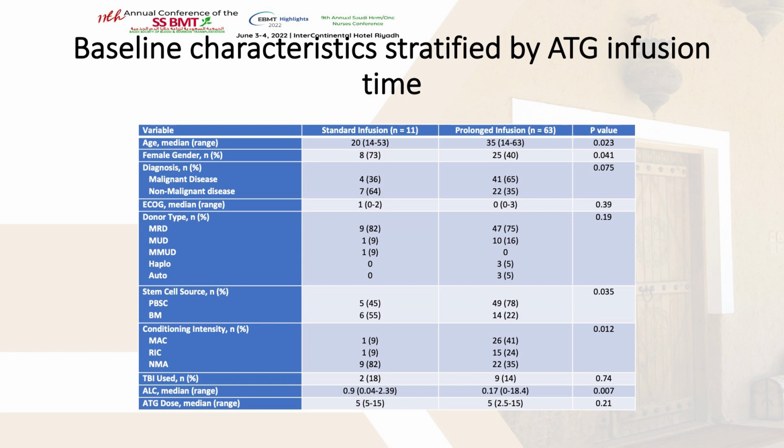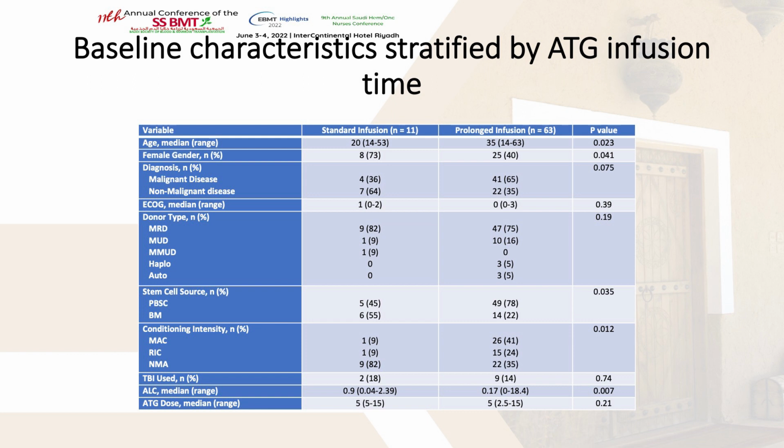The standard dose group had 11 patients, with 6 hours of infusion, and 63 patients had 24 hours. First of all, why are the numbers different? Because we expanded our service after 2015, you will find a bigger number for the 24-hour infusion. We decided in 2015 to change our practice to 24 hours.